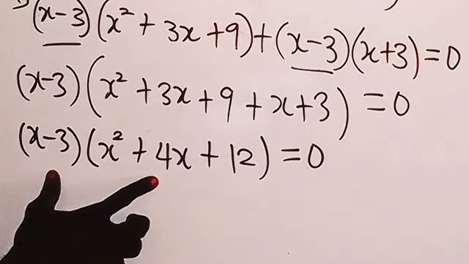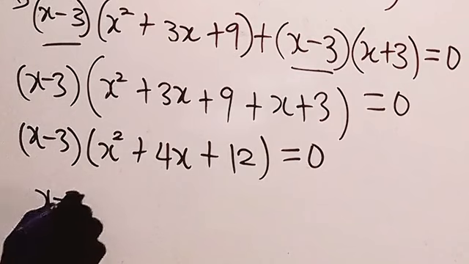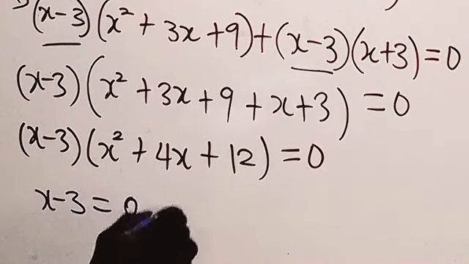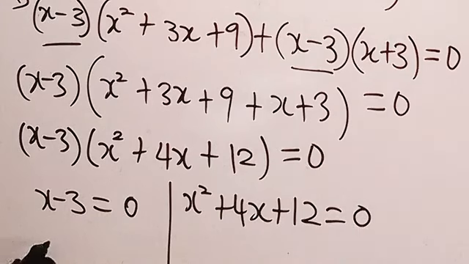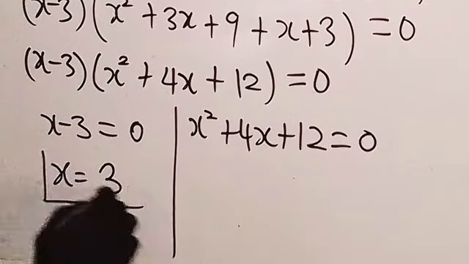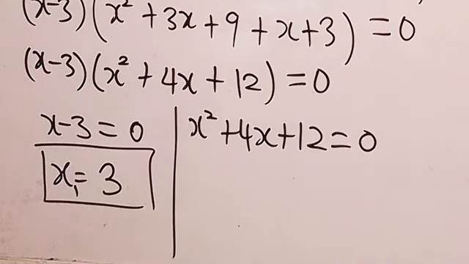We have the zero form equation, whereby we have x minus 3 equals 0, or we have x squared plus 4x plus 12 equals 0. Are you following? So now from there, we transpose this 3 to the other side, we're going to have x equals 3, which is the first solution. So let's call this x1 to be 3.